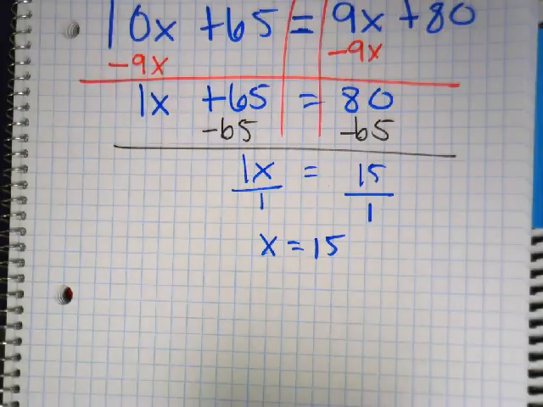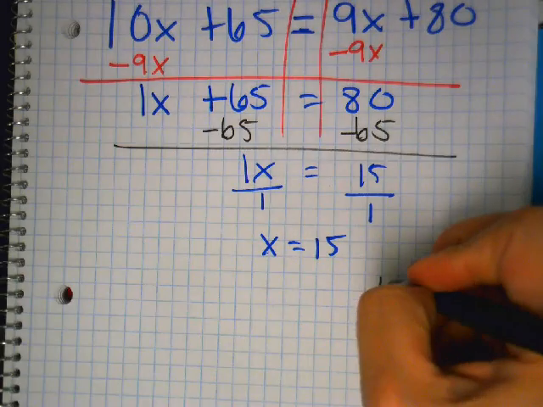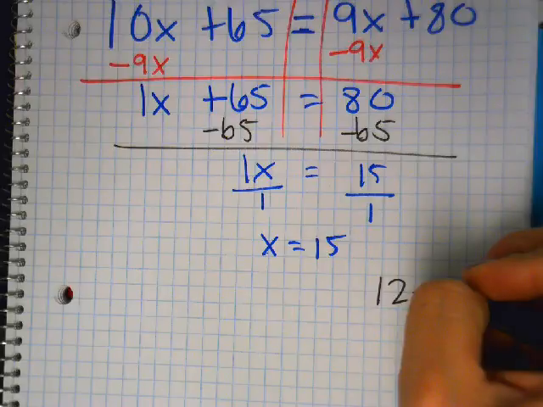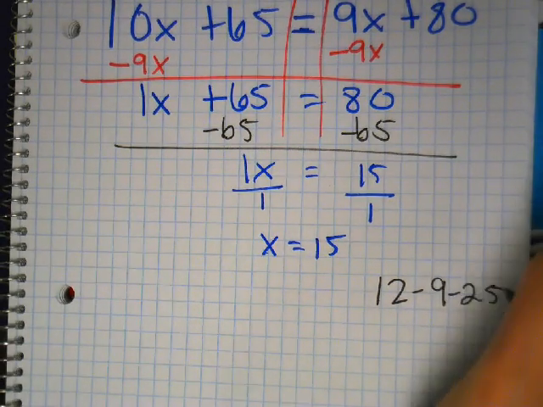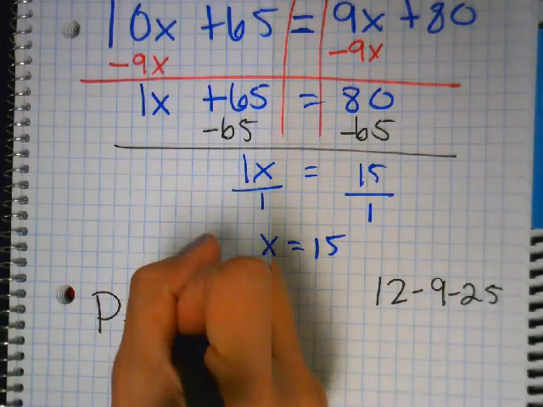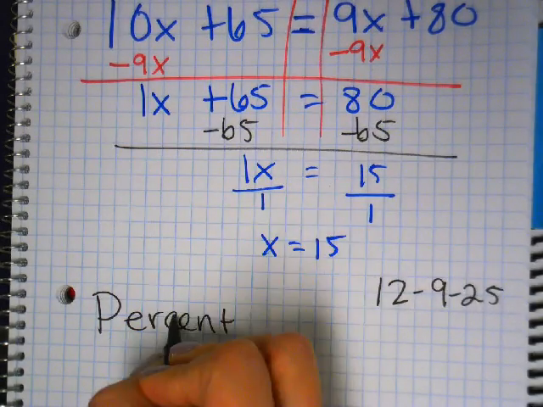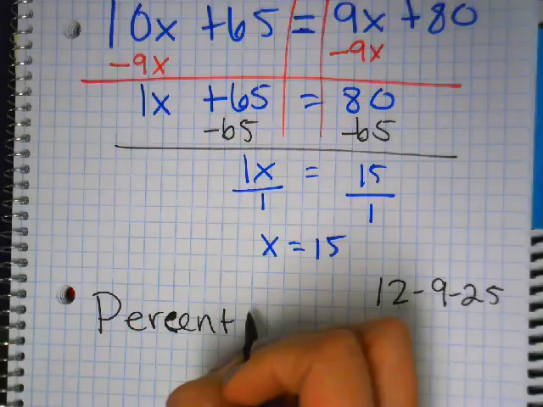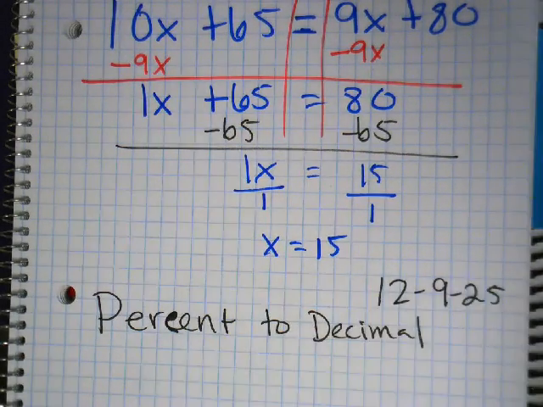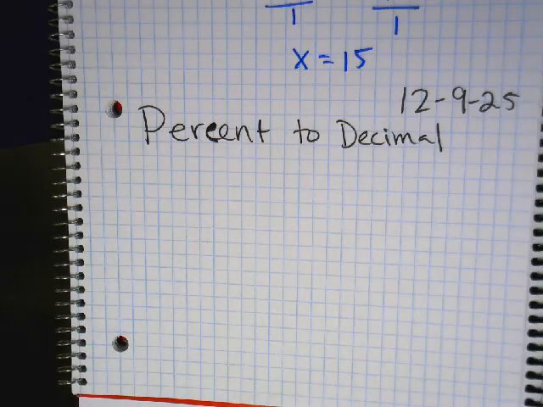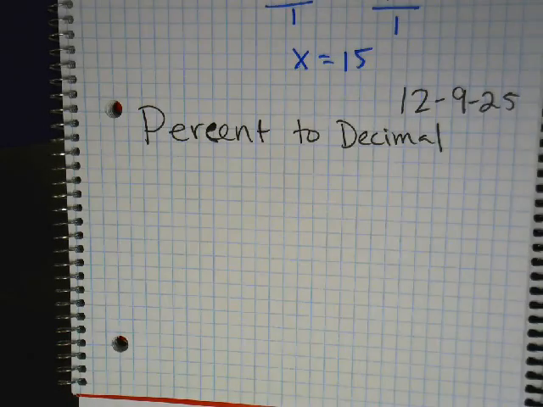Okay. So, let's write this down. 12, 9, 25. All right, percent to decimal.